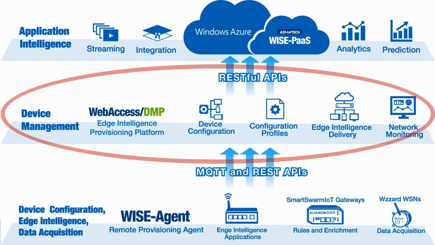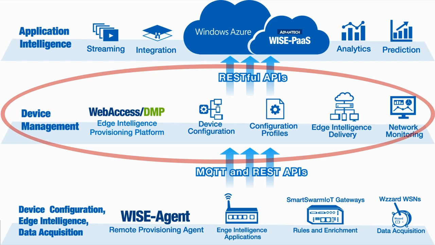Before I talk about the software package itself, I'm just going to introduce you quickly to the WISE PaaS architecture. We can see in this diagram that on the bottom half we have a number of hardware device types. We have edge intelligence gateways, we have IoT gateways, we have wireless sensor nodes that are used for data acquisition. These types of hardware can communicate to the middle layer in this diagram, the device management layer. The device management layer is the WebAccess DMP Edge Intelligence Provisioning Platform software.